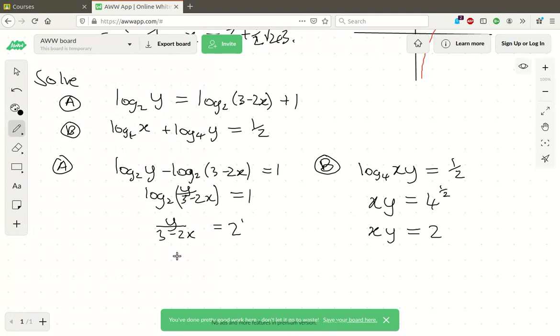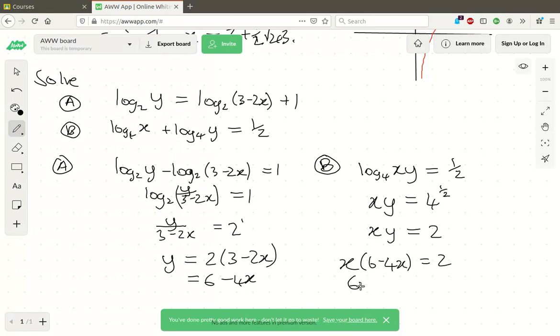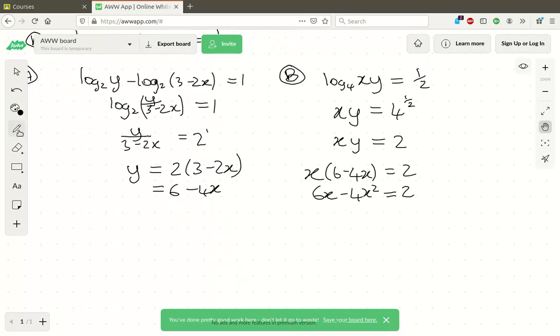What we're going to do next? Well, now we can just solve this as if it was a GCSE question. Personally, I'd probably do this. y is 2 times 3 minus 2x, which is 6 minus 4x, and then I just plug it in here. So I've got x times 6 minus 4x equals 2. So 6x minus 4x squared equals 2. That rearranges into what we got here.